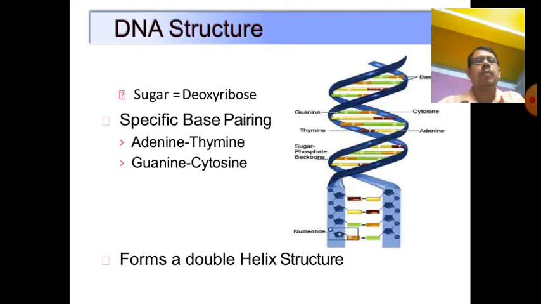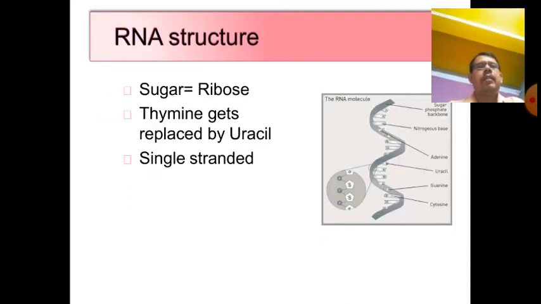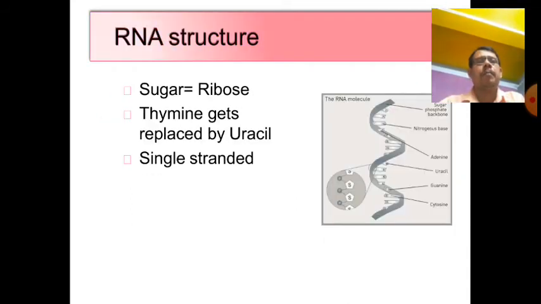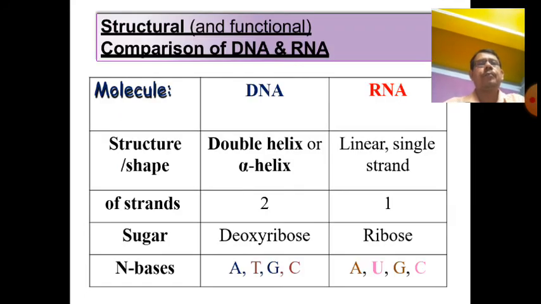DNA structure: deoxyribose sugar, with adenine, guanine, cytosine, and thymine. The base pairing is ruled by Chargaff and forms a double helical structure. In RNA, the sugar is ribose, thymine is replaced by uracil, and it is single stranded. In the nucleus, DNA and RNA, what is the structural shape? That is the difference: DNA is a double helix, RNA is linear, single strand. DNA has two strands with deoxyribose sugar and ATGC bases; here it is ribose and AUGC.